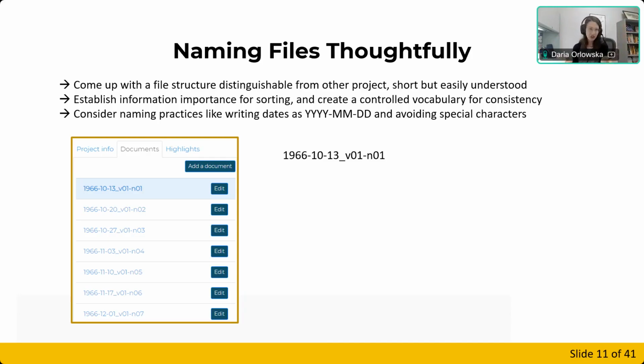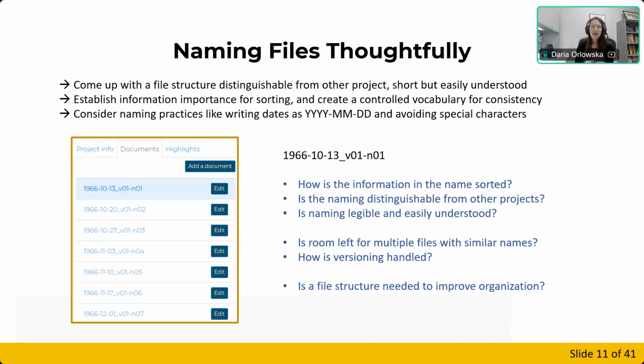It gives us the date that the issue was published, it gives us the volume and the number of the issue, all important things. However, how is the information in the name sorted? You have it sorted on date, great, followed by volume, followed by number. Is the name distinguishable from other projects? Do you have other projects that also follow this convention? If you were to take this file and move it somewhere else on your computer, would you know that it belonged to the Western Activist?